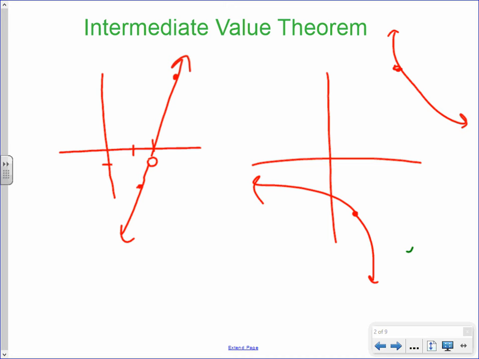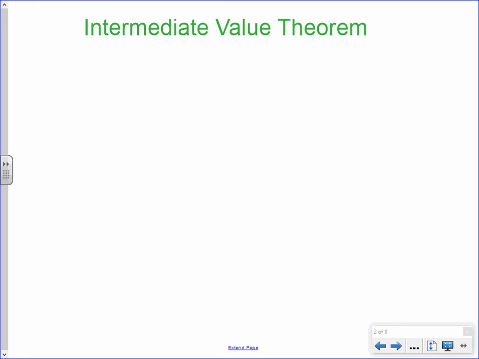Okay, so what I wanted you to kind of get from this is if we have 2 coordinates, then the y values that are in between those 2 coordinates, as long as we have a continuous curve, we're going to hit them somewhere in between those 2 points. Okay? So your intermediate value theorem that you filled out, right?